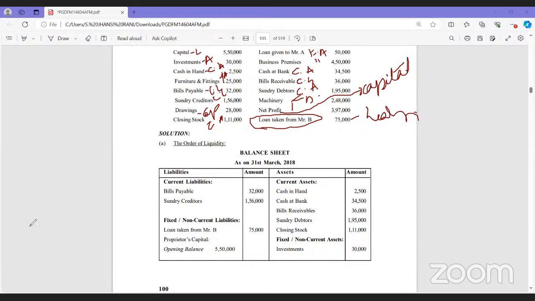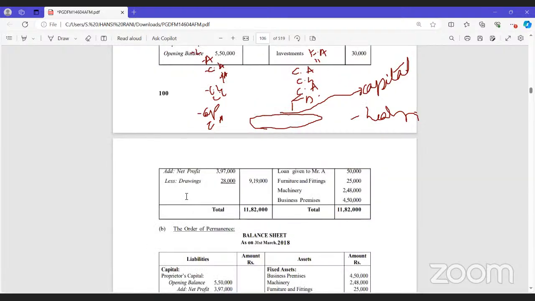So now first we will look at this in the form of order of liquidity. Liquidity means that which we will pay within a period of 12 months will be written first. Okay. So here first we have taken current liabilities, which we can pay off easily. Under that, first one is bills payable, sundry creditors. And fixed liabilities are loan taken from B and proprietor's capital. To that they have added net profit and deducted drawings.